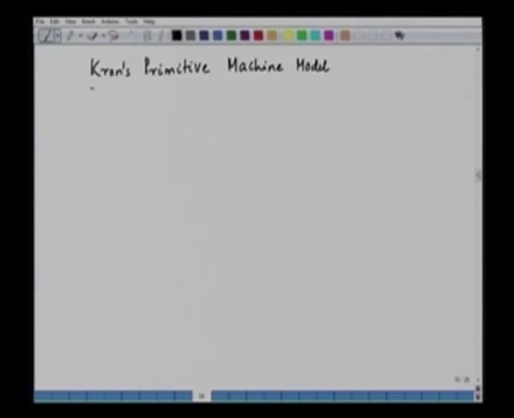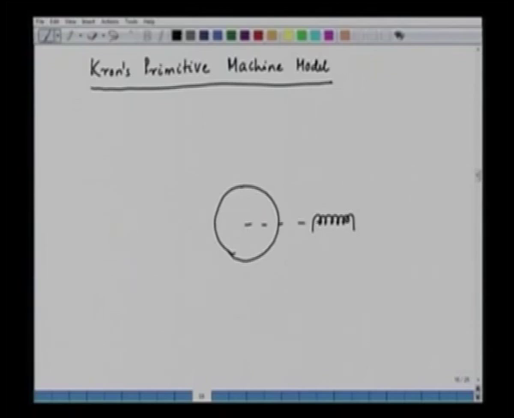Now, if you see this particular model, the Kron primitive machine model, we have a rotor structure and we have the stator. And in the stator, we have two different axes. One is the D axis, and this is known as the quadrature axis or Q axis.